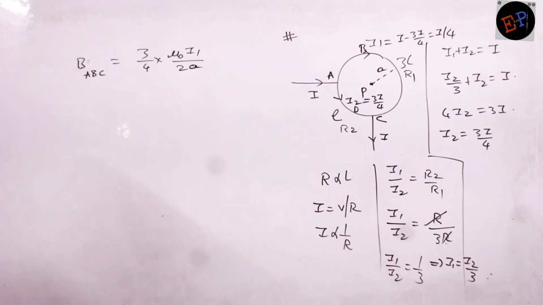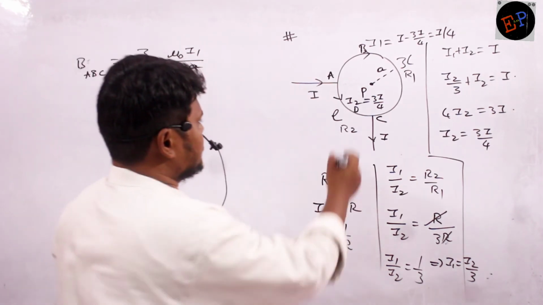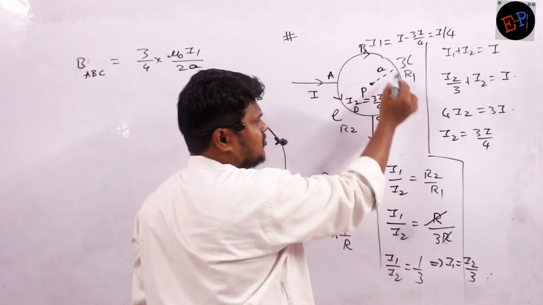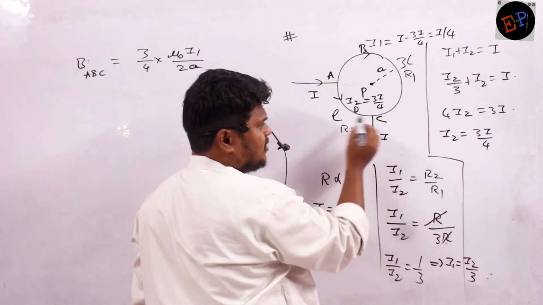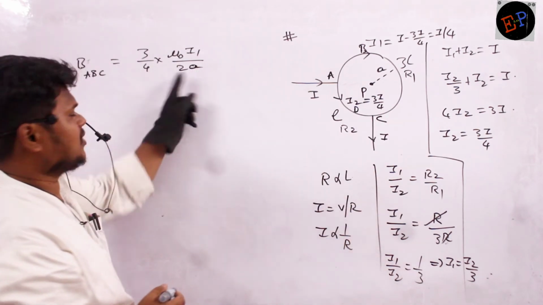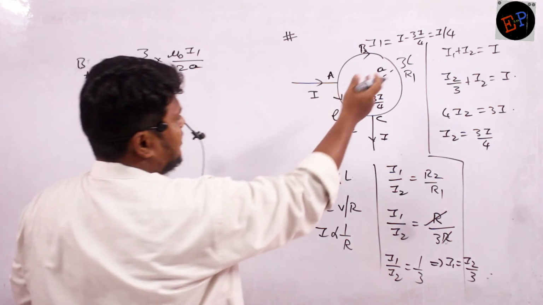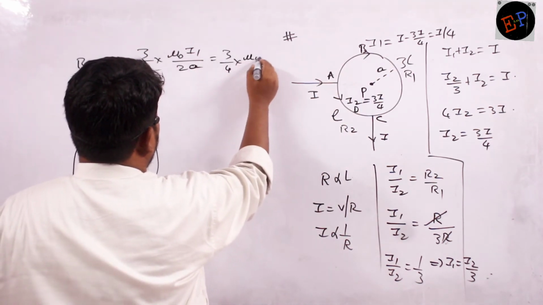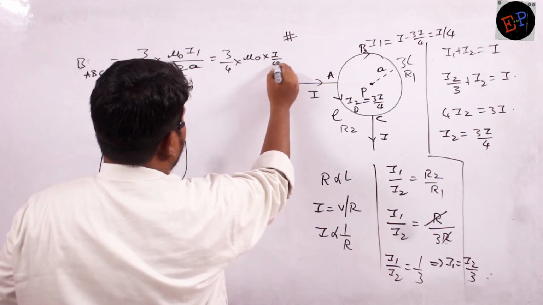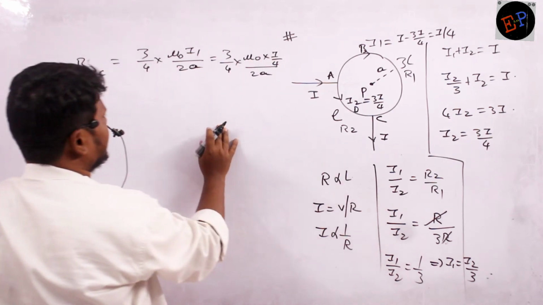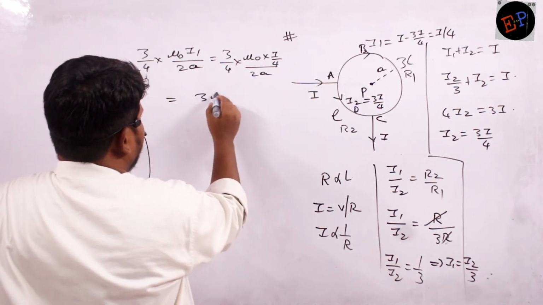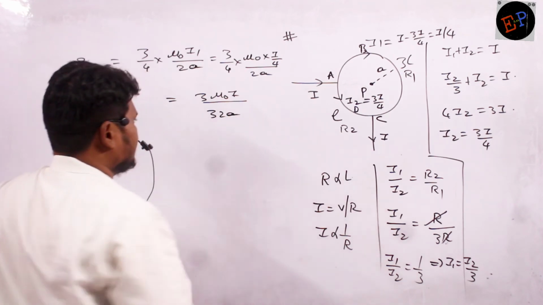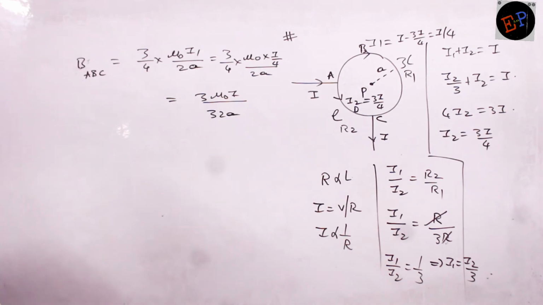Can I write like this? So this is the total loop, no? In this total loop, this part is how much? 3 by 4th. So only 3 by 4th of the magnetic field will be present. So 3 by 4th of mu naught I by 2R. And the I value we have already calculated as I by 4. So substitute here: 3 by 4 multiplied by mu naught into I by 4 divided by 2A. Clear? So therefore 3 mu naught I divided by 16 2s are 32 A. This is the magnetic field because of ABC.